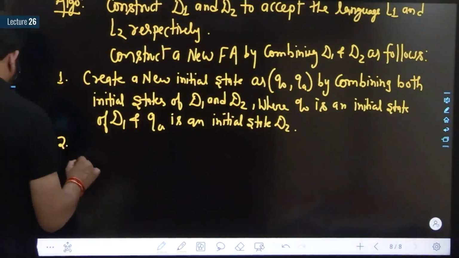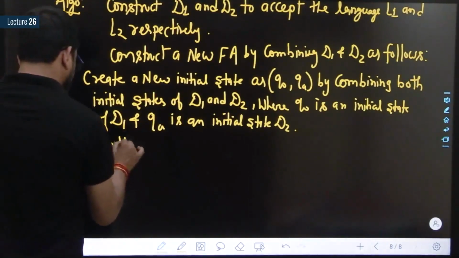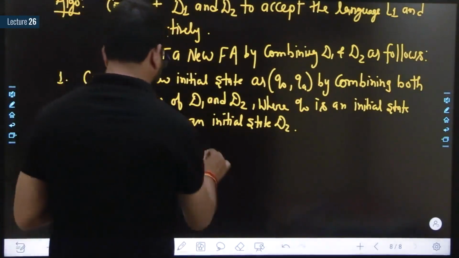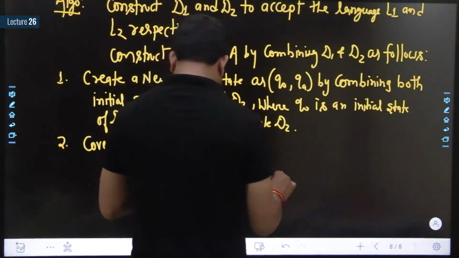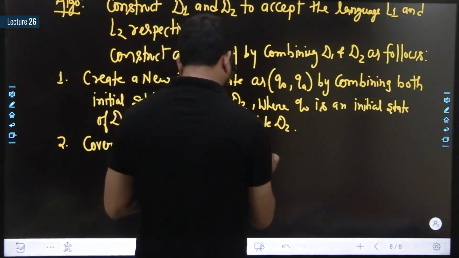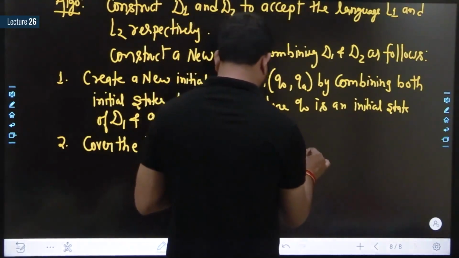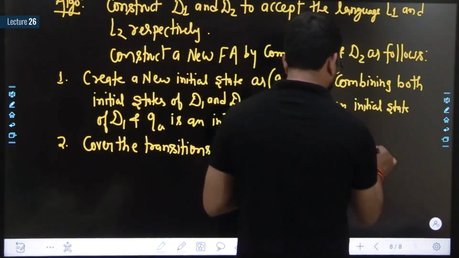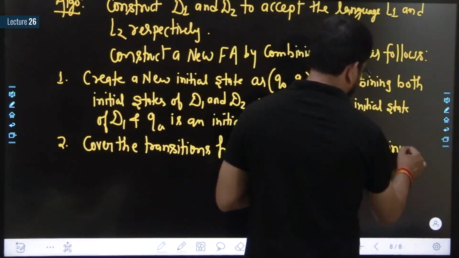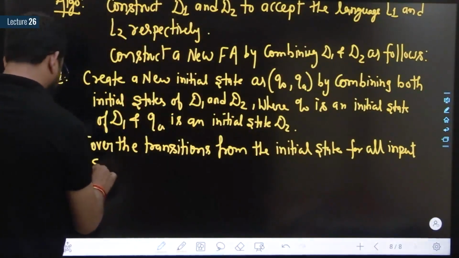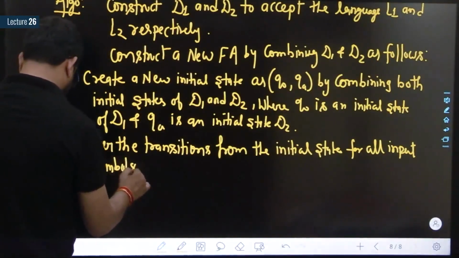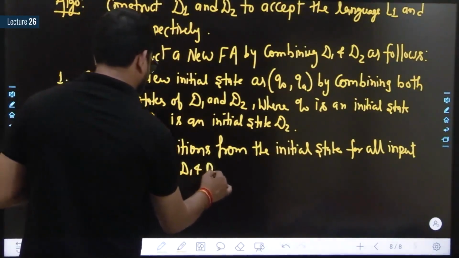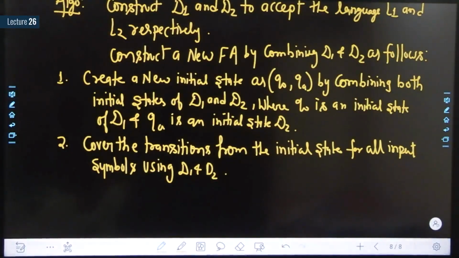Second point. Cover the transition from the initial state for all input symbols using D1 and D2. Clear? This is the second point for this algorithm.